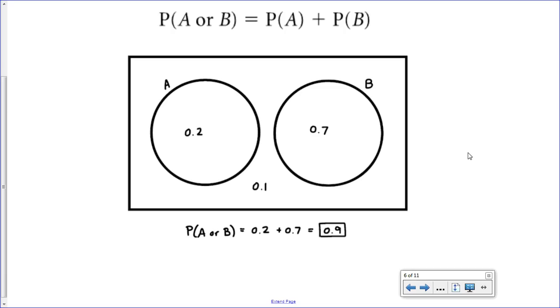And there's a visual to help you understand it, that if A and B are separate circles in a Venn diagram, they do not overlap at all. If the probability of A happening is 0.2 and the probability of B happening is 0.7, then the probability of A or B happening overall is 0.9, because there's only a 0.1 chance that neither will happen. So there's a 0.9 chance that either A or B will happen.